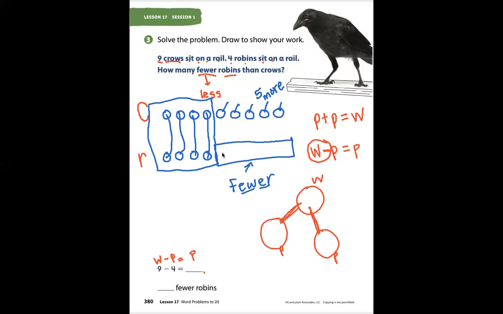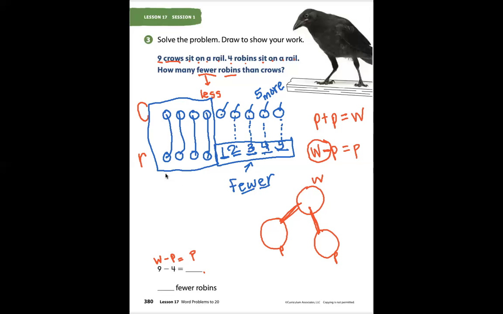Fewer. Look, all of these are fewer. There's not a robin here to match that crow. There's not a robin here to match that crow. There's not one here either. There's not one to match that one. There's not a robin here to match that crow. And there's not a robin here to match that crow. So how many fewer robins are there? Let's count. 1, 2, 3, 4, 5. There are 5 fewer robins.